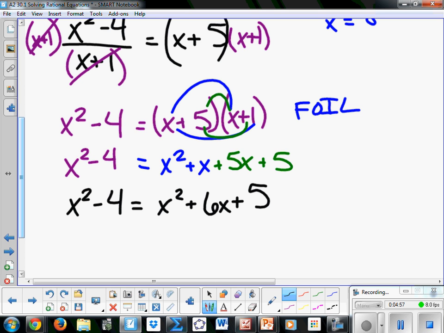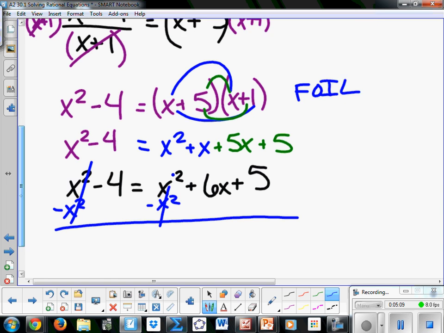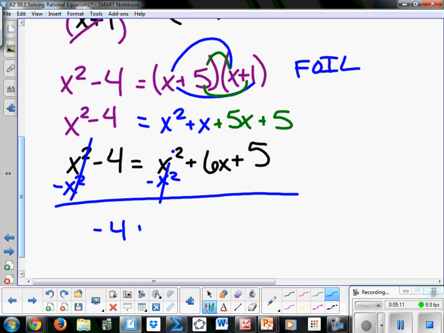Well, let's see, what can we do here? If we subtract x squared from both sides, we'll get rid of that there and that there. We end up with negative 4 equals 6x plus 5.